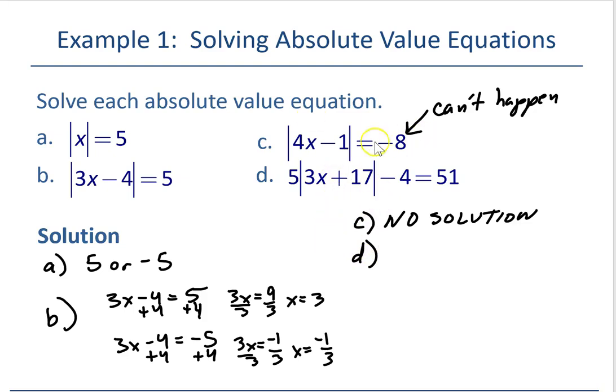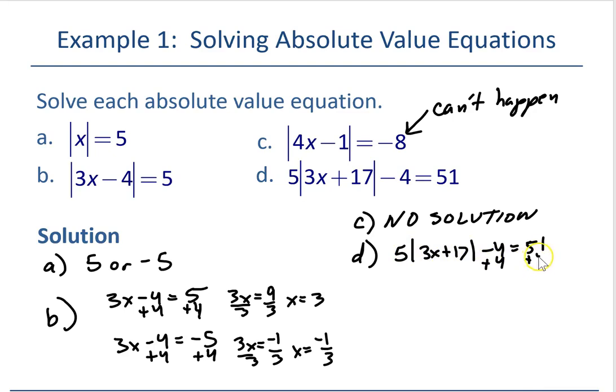Notice you have to get the absolute value by itself first. So when we do this, we've got 5 absolute value, 3x plus 17 minus 4 equals 51. Do not think you can go ahead and start distributing. It doesn't work that way. You can't distribute into an absolute value. You need to get it by itself.